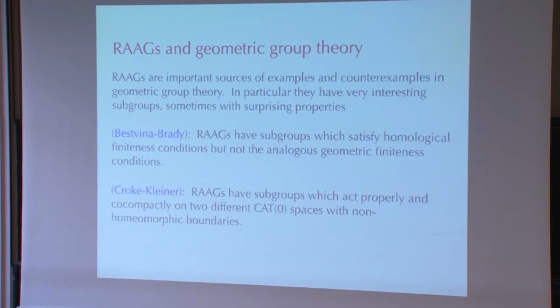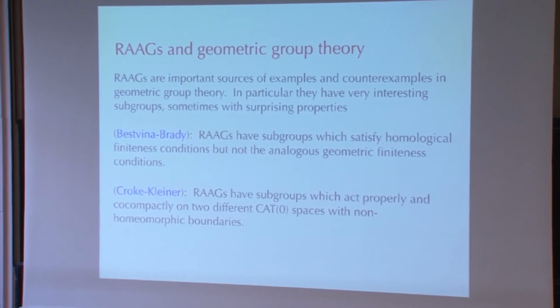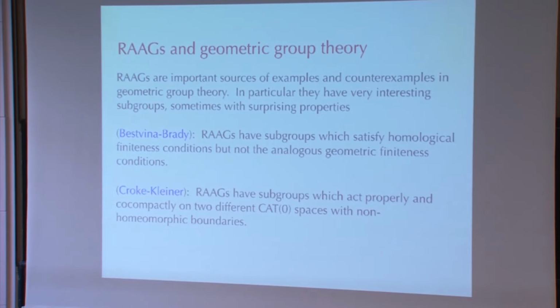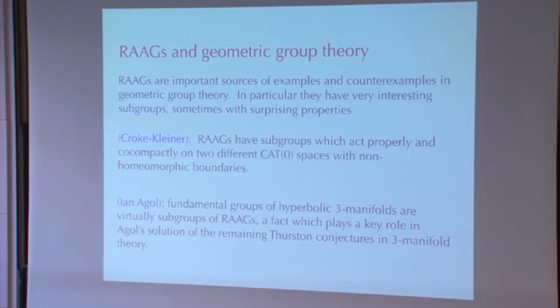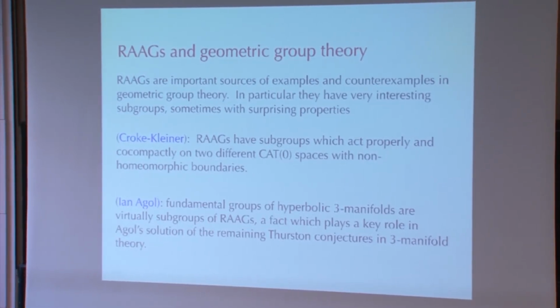Croke and Kleiner found subgroups which act properly and cocompactly on two different CAT(0) spaces with non-homeomorphic boundaries. So this makes them very different from hyperbolic groups, where the boundary is a well-defined invariant. And then, of course, there's the recent work of Ian Agol, who shows that the fundamental groups of hyperbolic 3-manifolds are virtually subgroups of RAAGs. And that was one ingredient in his solution to the Thurston conjectures.